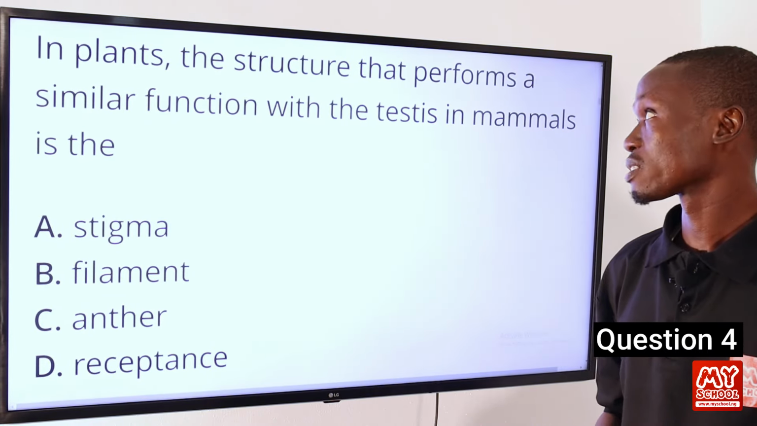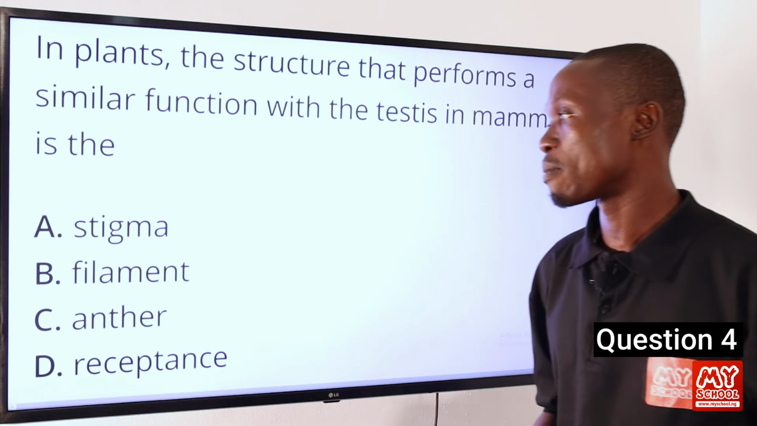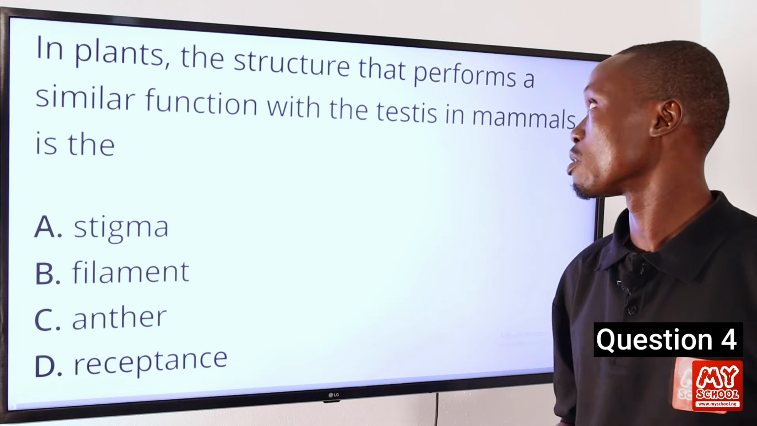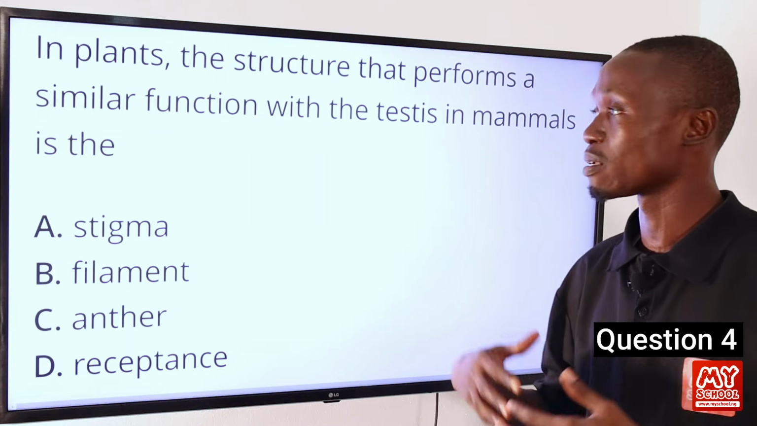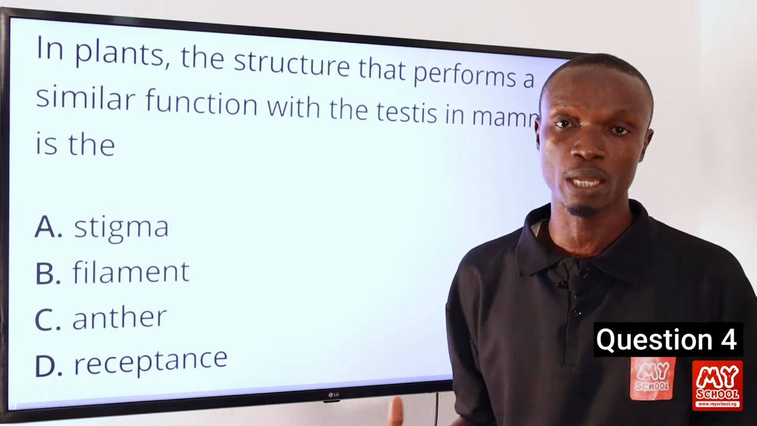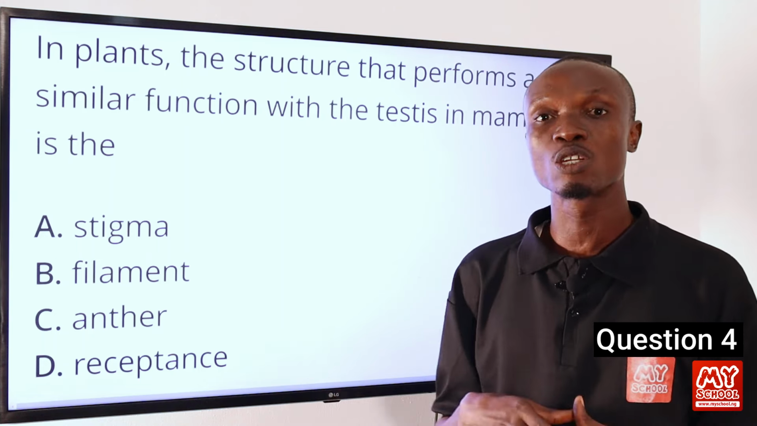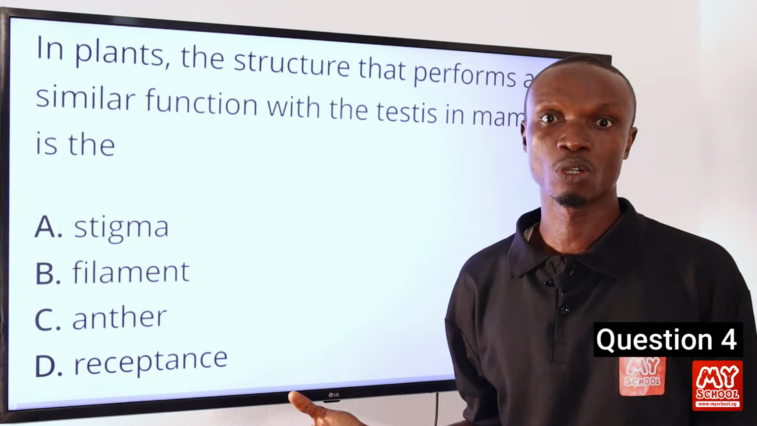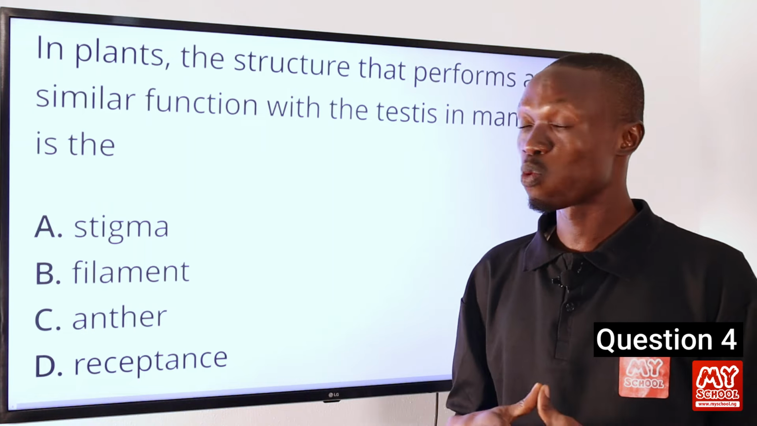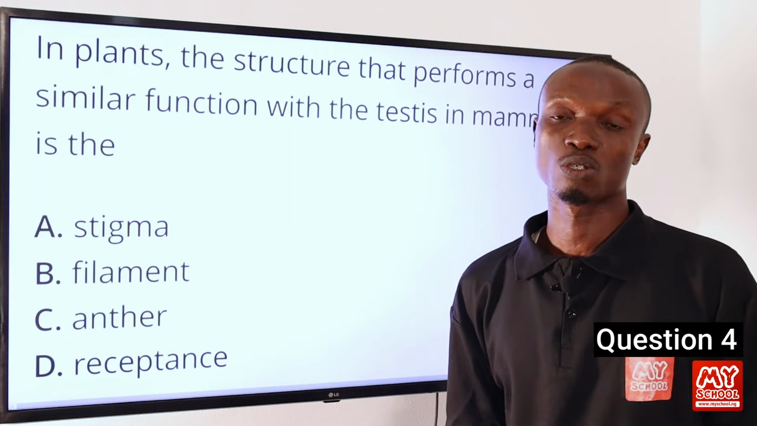Question 4. In plants, the structure that performs a similar function with the testes in mammals is the dash: A, we have stigma; B, filament; C, we have anther; and D, we have receptacle. The structure in plants that performs a similar function as the testes in mammals is the anther. The main reproductive part of a plant is the stamen, and the stamen is divided into two parts: the filament and the anther. The anther is located on top of the filament. The anther is where pollen grains are produced and housed, just like the way sperm is produced in the testes of humans. So that makes option C the correct answer to this question.